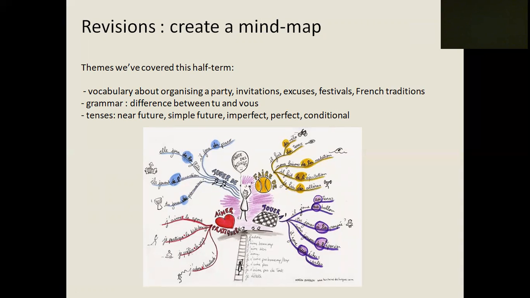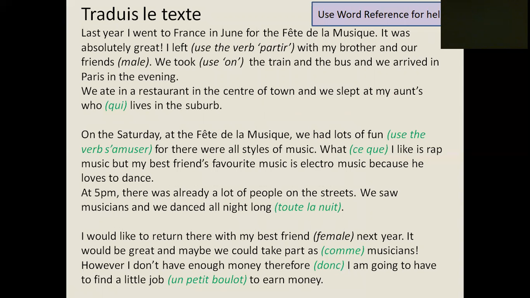Okay, now that you've revised everything covered this half term, we can go ahead and do our translation. So, I've created a text including everything we've learned this half term. This activity will help you realize if you have learned the vocab well enough, okay? So this is a sort of mini test for you to assess your learning.